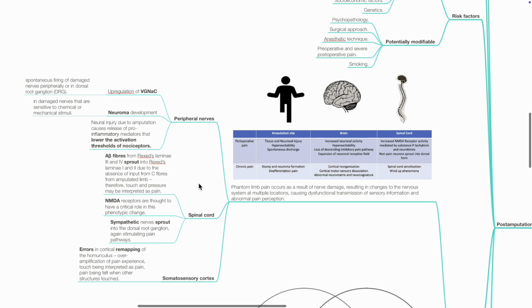At the spinal cord, A-beta fibers from Rexed laminae 3 and 4 sprout into Rexed laminae 1 and 2 due to absence of input from C fibers from the amputated limb. Therefore, touch and pressure may be interpreted as pain. NMDA receptors are thought to have a critical role in this phenotypic change. Sympathetic nerves sprout into the DRG, again stimulating pain pathways. Errors in cortical remapping of the homunculus at the somatosensory cortex lead to overamplification of pain experience and touch being interpreted as pain, and pain felt when other structures are touched.